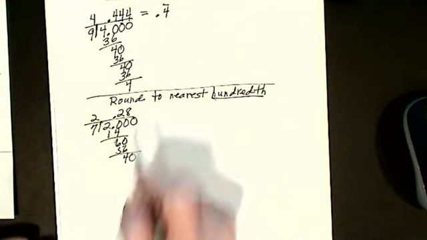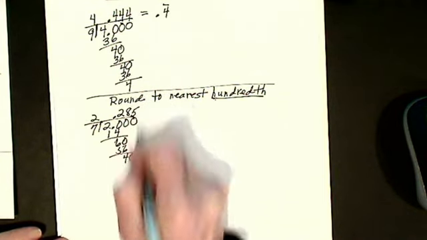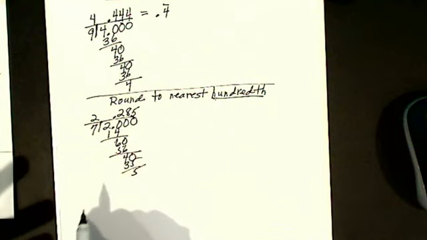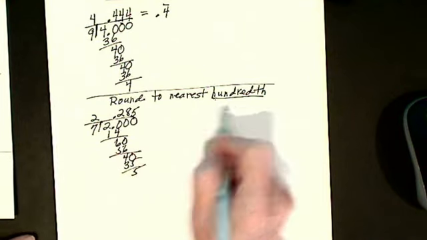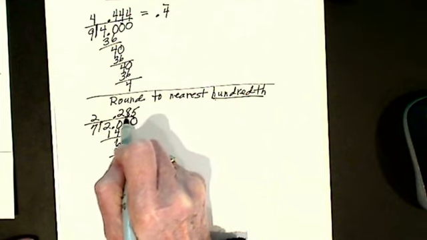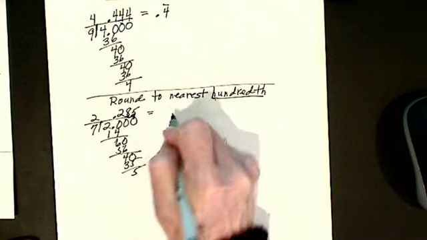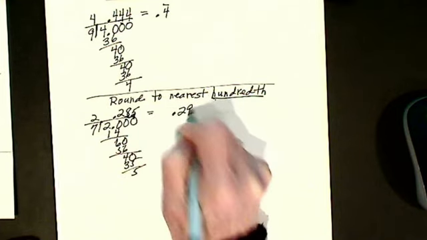So 7 into 40 is going to be 5. 5 7s are 35. So now I can stop because I went the 1 extra. I look in the hundredths column. I look to the right. This is 5. So I raise this. So my answer is 0.29.